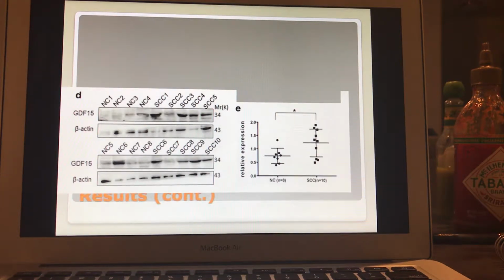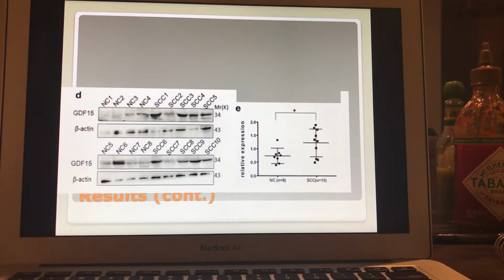In a follow-up study performed with the TCGA database, women with high GDF15 expression showed a statistically significant higher risk of cancer development and shorter disease-free survival time within 10 years compared to women with low GDF15 expression. These data suggested that GDF15 is involved in the development and progression of cervical carcinoma.